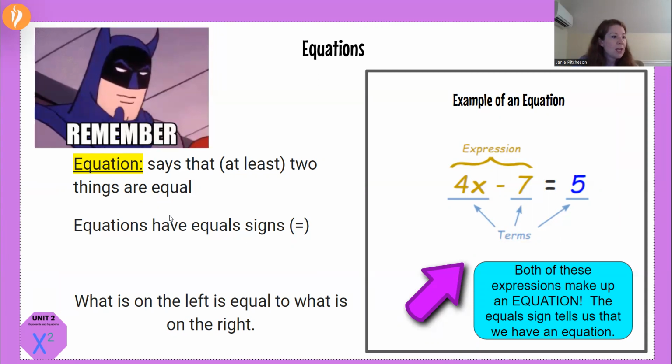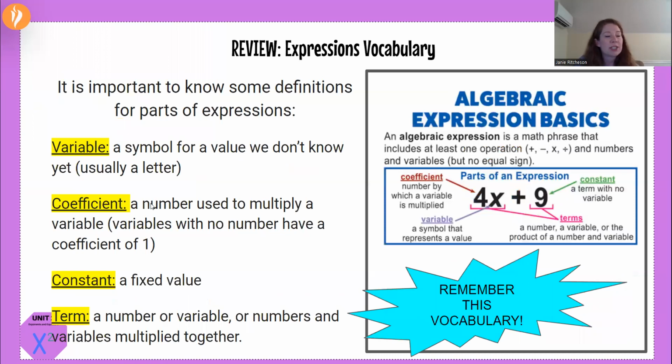All right, so just a couple of vocabulary terms you should be familiar with. A variable is a letter that represents an unknown number in math. The coefficient is a number that's attached to the variable. So in this expression right here, 4 is the coefficient. A constant is a number not attached to a variable, so 9 is the constant.